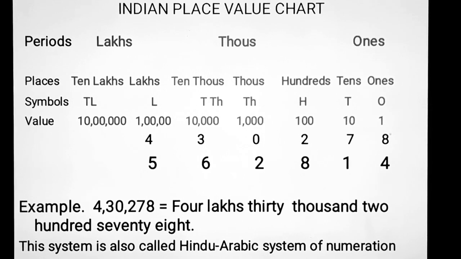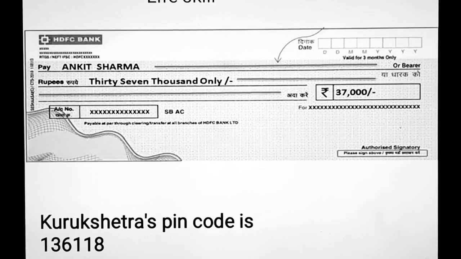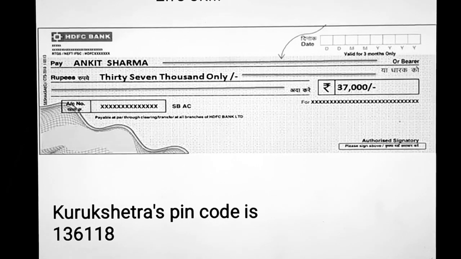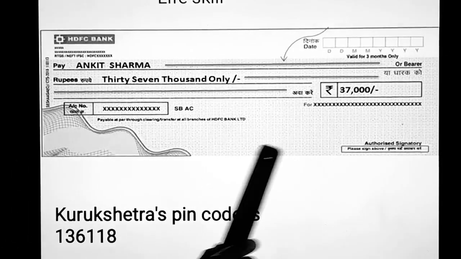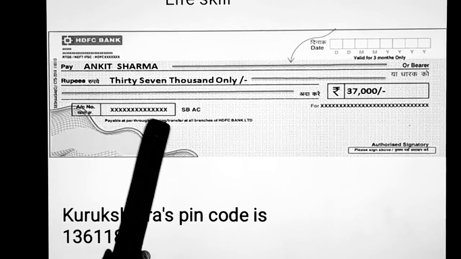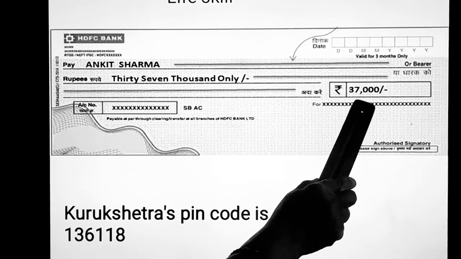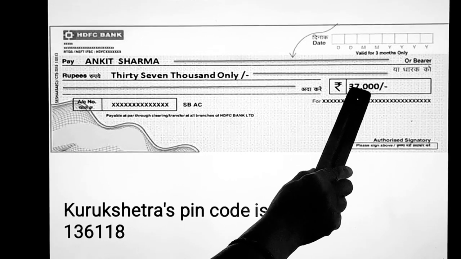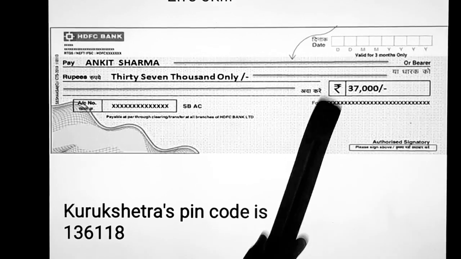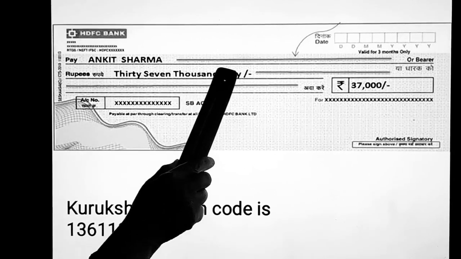Now think, where can you use these numbers? Socho, hum ye numbers kahan kahan use karte hain? Here I have 2 examples. One is this, a bank check. Aapne dekha hoga, mummy ya papa ke saath kabhi bank gaye ho to ye check kaise fill karte hain. This is a space here to write the amount. Here 37,000 is written, and in words it says 37,000 only.